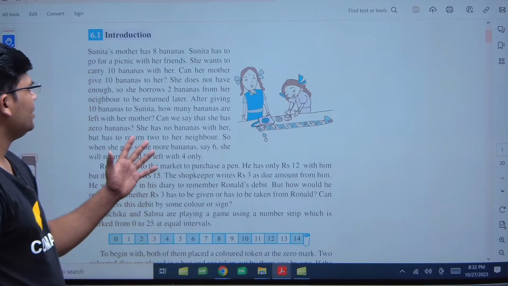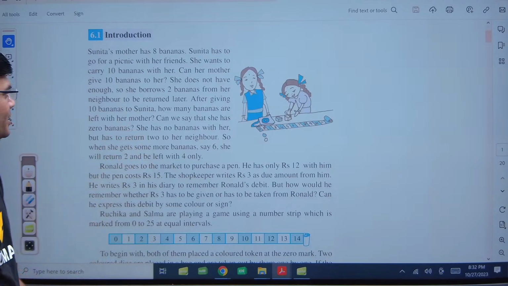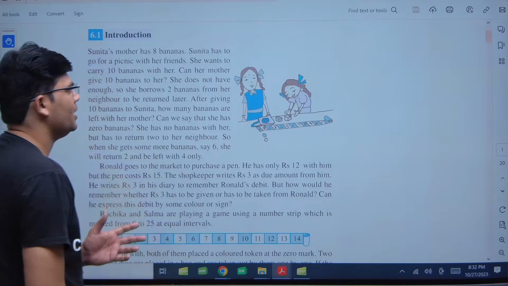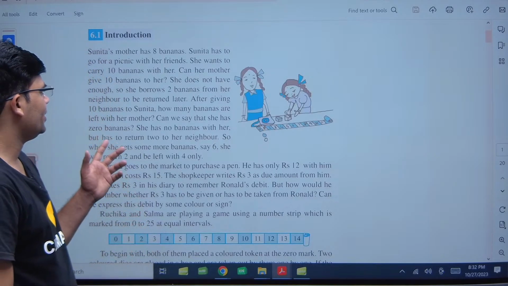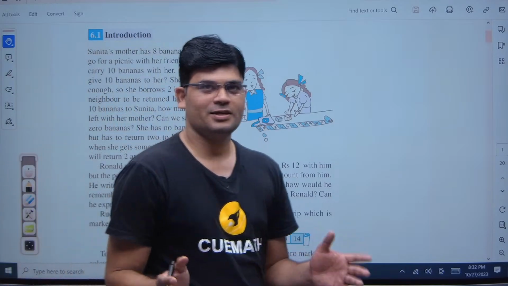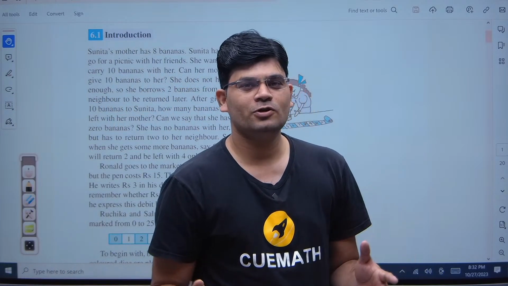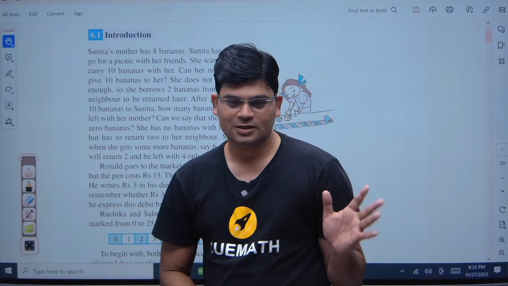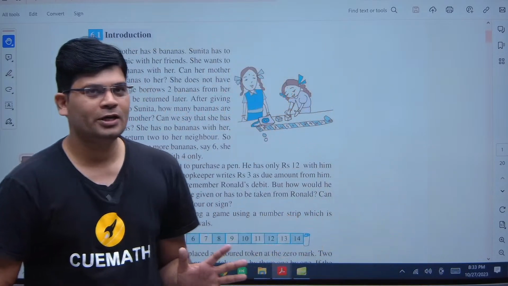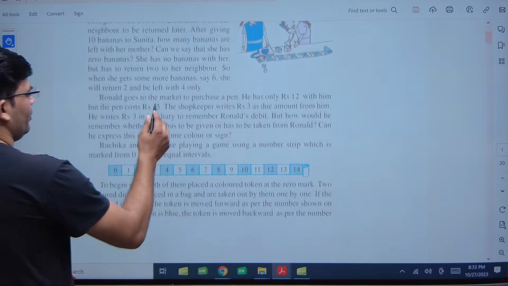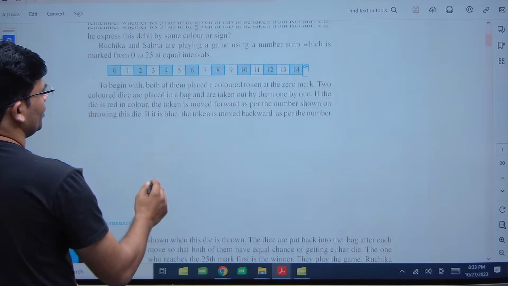Sunita's mother has 8 bananas. Sunita has to go for a picnic with her friends. She wants to carry 10 bananas with her. Can her mother give 10 bananas to her? No. How many bananas she is having? 6. How many bananas she wants to give? 10. That means she needs to borrow 4 from someone. And that borrowing is known as negative. That is known as subtraction. Are you getting it? Yes. Okay.